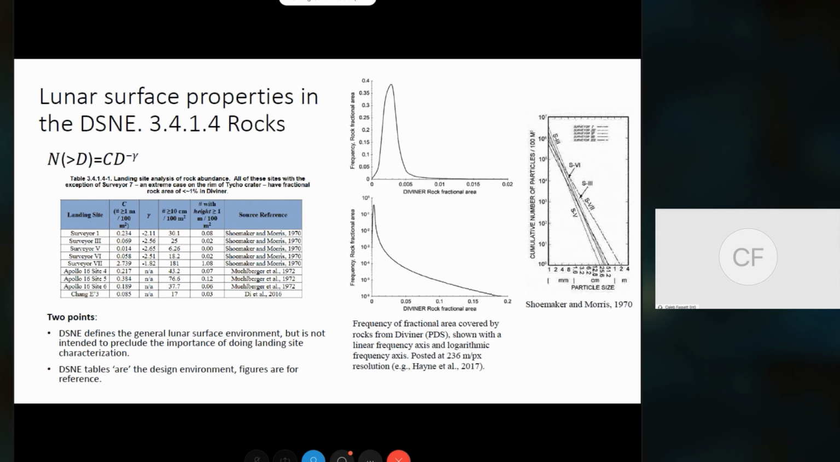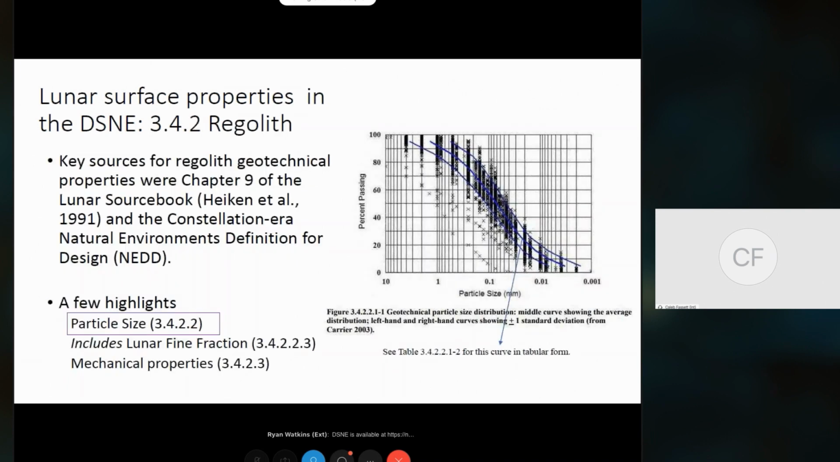There's a lot of nice science figures in here, but those are mostly used for reference. And also, again, I just reiterate that for site characterization, you really got to do this in a specific location directly. So next slide, please. So that was the rocks. We also have the size distribution of the regolith in here.